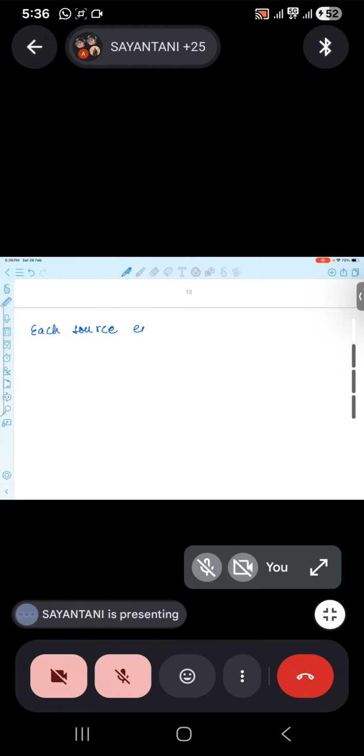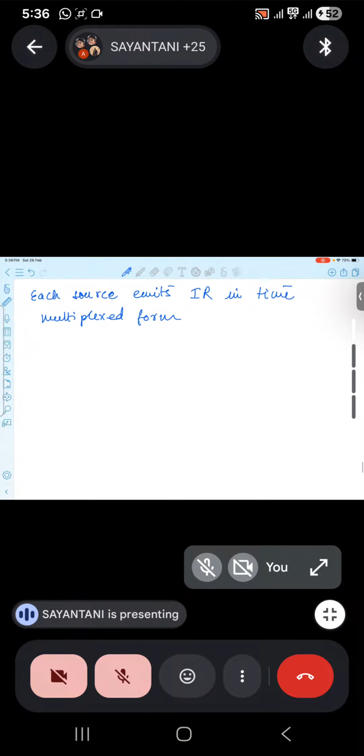So how are the two components being captured parallelly? Each source emits IR radiation in a time multiplexed order. I do not know whether you're familiar with the concept of time multiplexing. I'm just briefly explaining what it is.